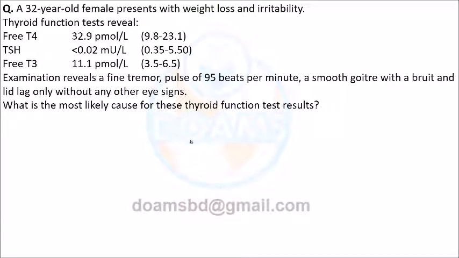Dr. Rafia. Yes, sir. A 32-year-old female presents with weight loss and irritability. Thyroid function tests reveal free T4 is 32.9, high. Then TSH is less than 0.02, low. Free T3 is 11.1, high. Examination reveals a fine tremor, pulse of 95 beats per minute, a smooth goiter with a bruit, and lid lag only without any other eye signs. What is the most likely cause for this thyroid function test result?